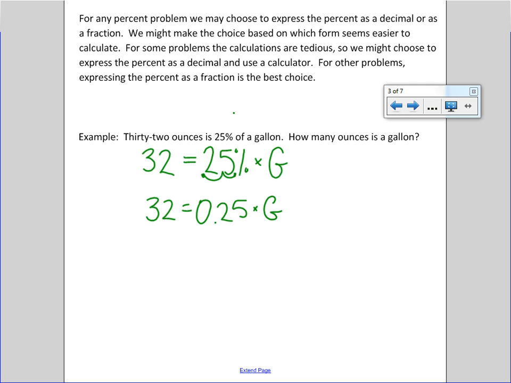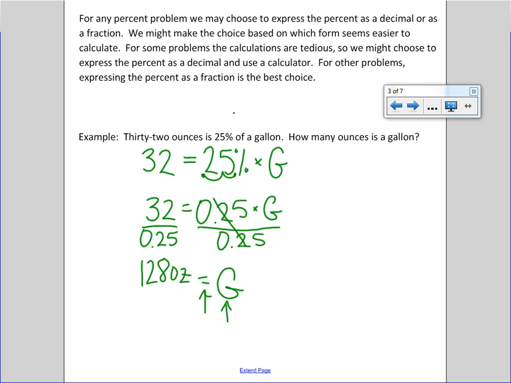To get G by itself, I have to divide by 0.25 on each side. These will cancel, leaving me with G equals, and then I take 32 divided by 0.25 and I get 128. And whenever I label this, it says how many ounces is a gallon, so I'm going to say 128 ounces is a gallon. Okay?